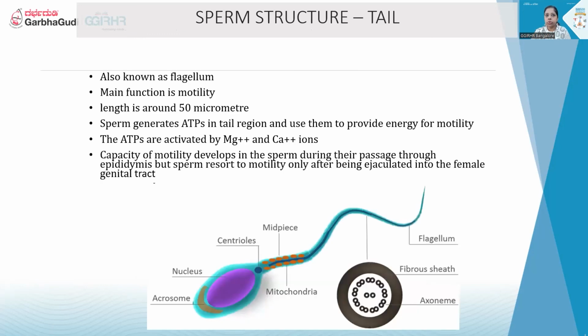The tail is also known as the flagellum. Its main function is motility. Its length is around 50 micrometers. Sperm generate ATP in the tail region and use it to provide energy for motility. The ATP is activated by magnesium and calcium ions. The capacity of motility develops in the sperm during their passage through the epididymis, but sperm resort to motility only after being ejaculated into the female genital tract. We can see the 9+2 arrangement in the picture there.